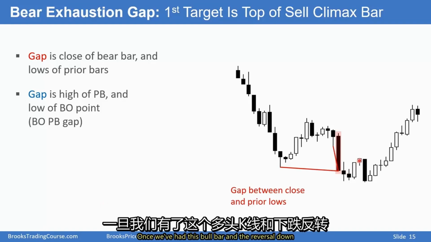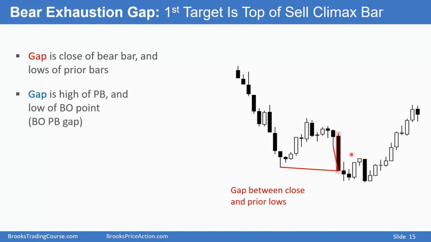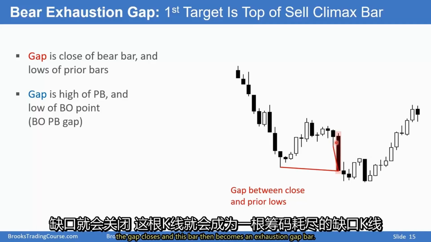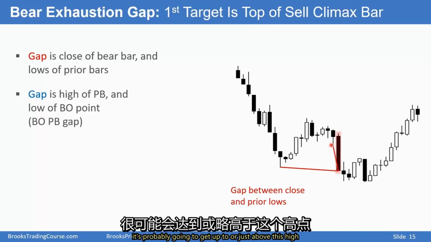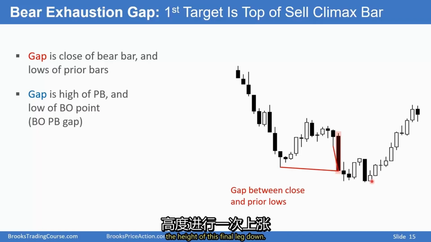Once we've had this bull bar and the reversal down, the gap is then between this low and that high. If the market gets above this low, the gap closes and this bar then becomes an exhaustion gap bar. If it does get above this low, it's probably going to get up to or just above this high, and possibly the market could rally for a measured move up based upon the height of this final leg down.